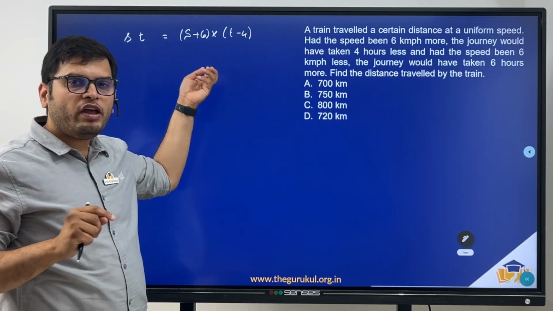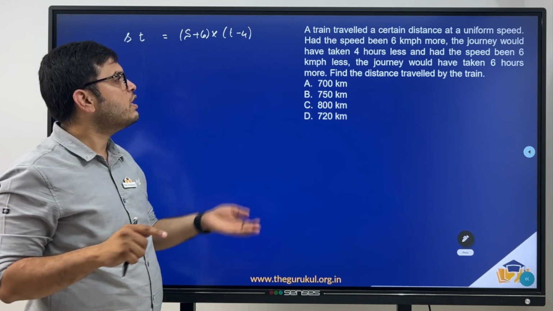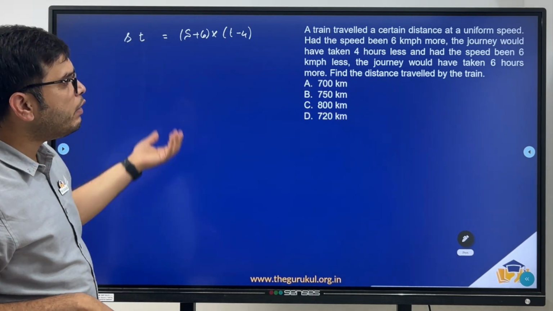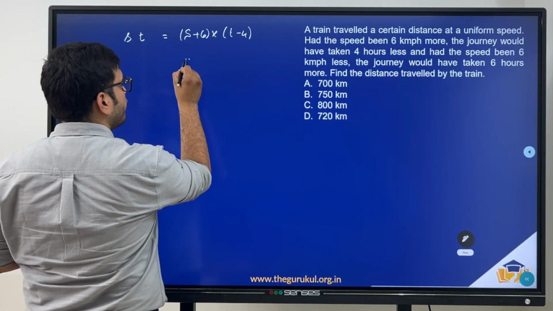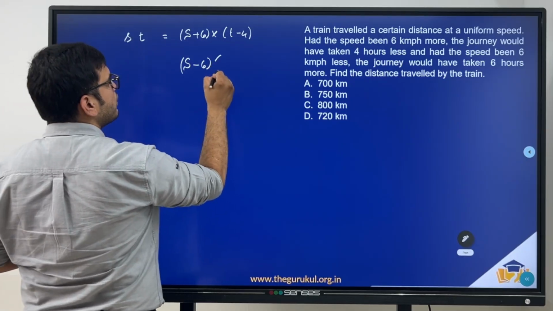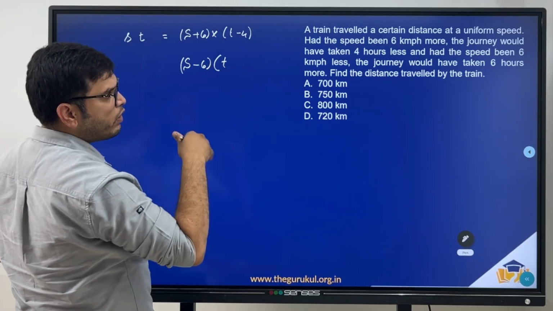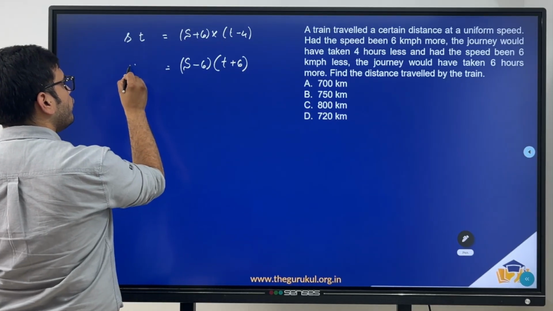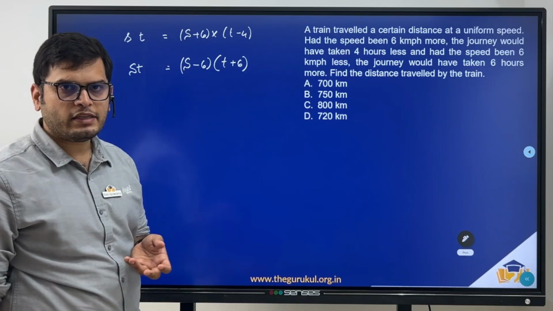Now since we have two variables here, we should be forming two equations. Now how can we get the second equation? Given the second condition, had the speed been 6 kilometers less, so if the speed was 6 kilometers less, so s minus 6, right? So the journey would have taken 6 hours more. So t plus 6. Now this is equal to the distance traveled st, right?